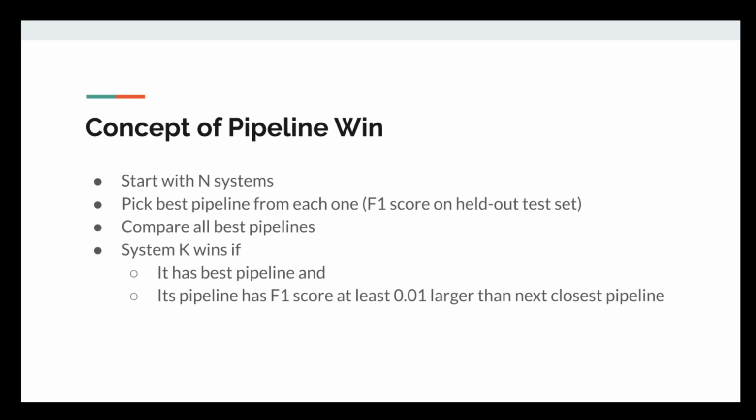First, let's discuss the concept of a pipeline win. Given n systems, each of which produces different pipelines, we can pick the best pipeline for each system based on the F1 score on a held-out test set. We can then compare all of these best pipelines, and we can say that system K wins this specific iteration if it has the best pipeline and its pipeline has an F1 score at least 0.01 larger than the next closest pipeline.